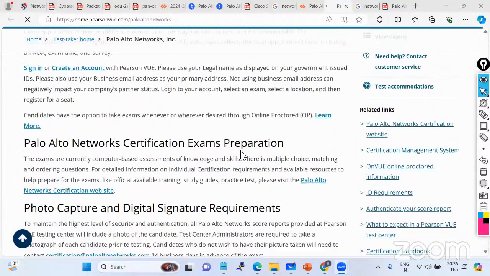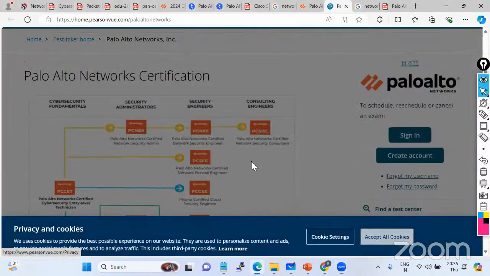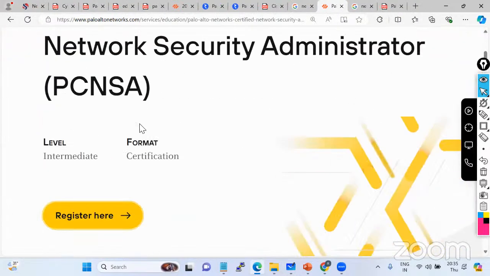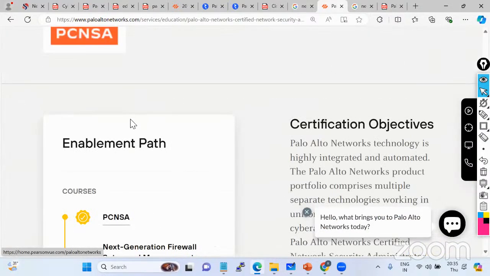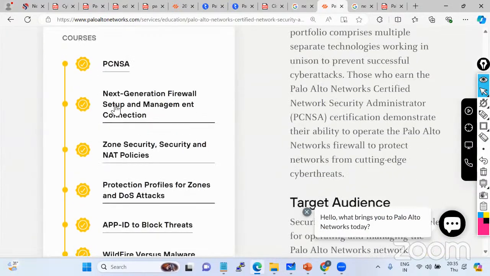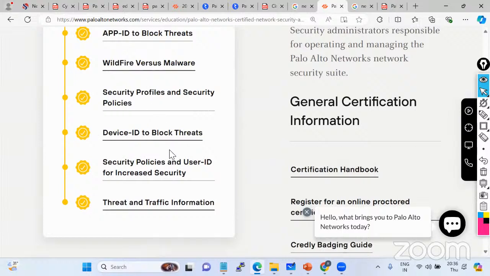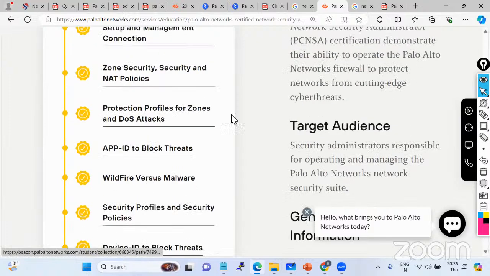If you go here, sorry, it might have redirected to the wrong page. You can see even the direction, security administration, they have given this as well. So let me go again. Yeah, here are the topics you can see. For PCNSA, you have to understand the next generation firewall, zone security, DoS protection. All these topics are here, and exactly the same topics are available in our course curriculum as well. Whatever you find here, you will find in our course curriculum.